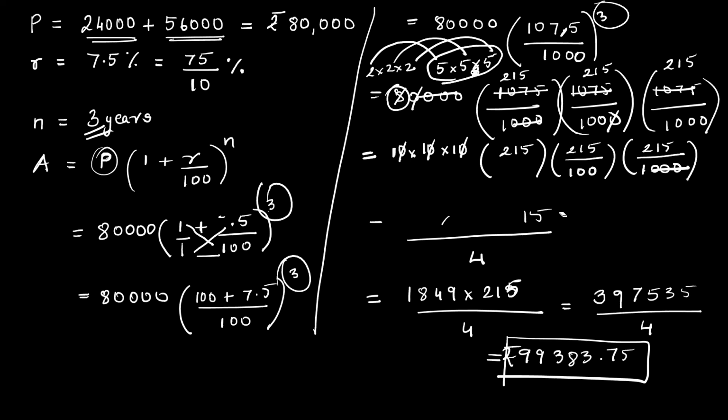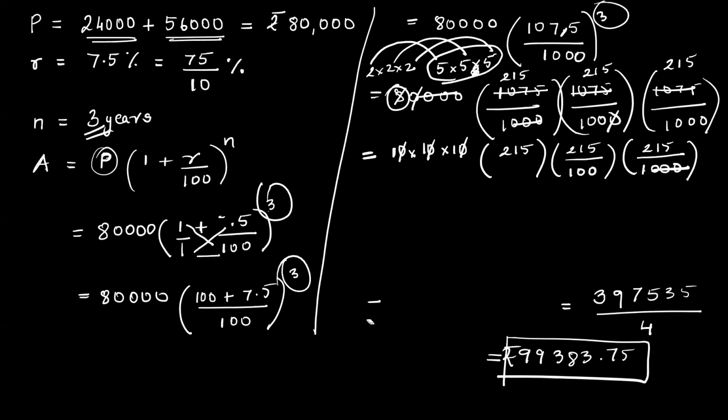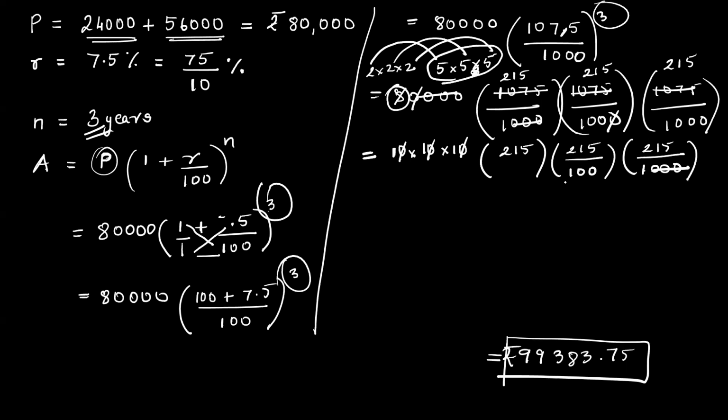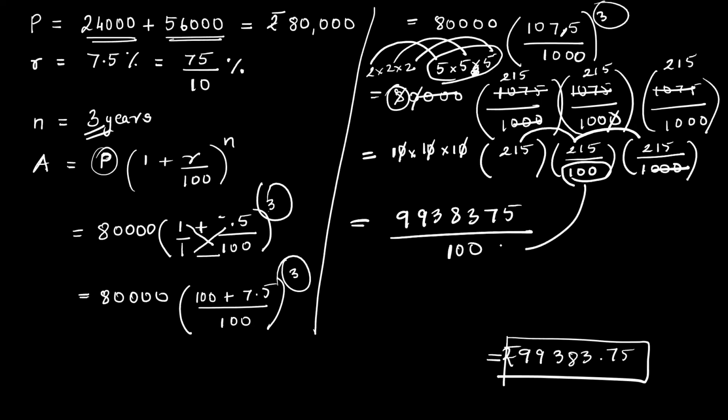Now, if I want to keep my calculation easier, by easier I mean avoiding the division part. The way I did it with Harshit, I divided by 4. I don't want to divide by 4. So I'll keep this 100 as it is. And what I'll do is multiply 215 into 215 into 215. If I do it that way, I'll end up getting 9938375 upon 100. Here 100 as it is I've written.